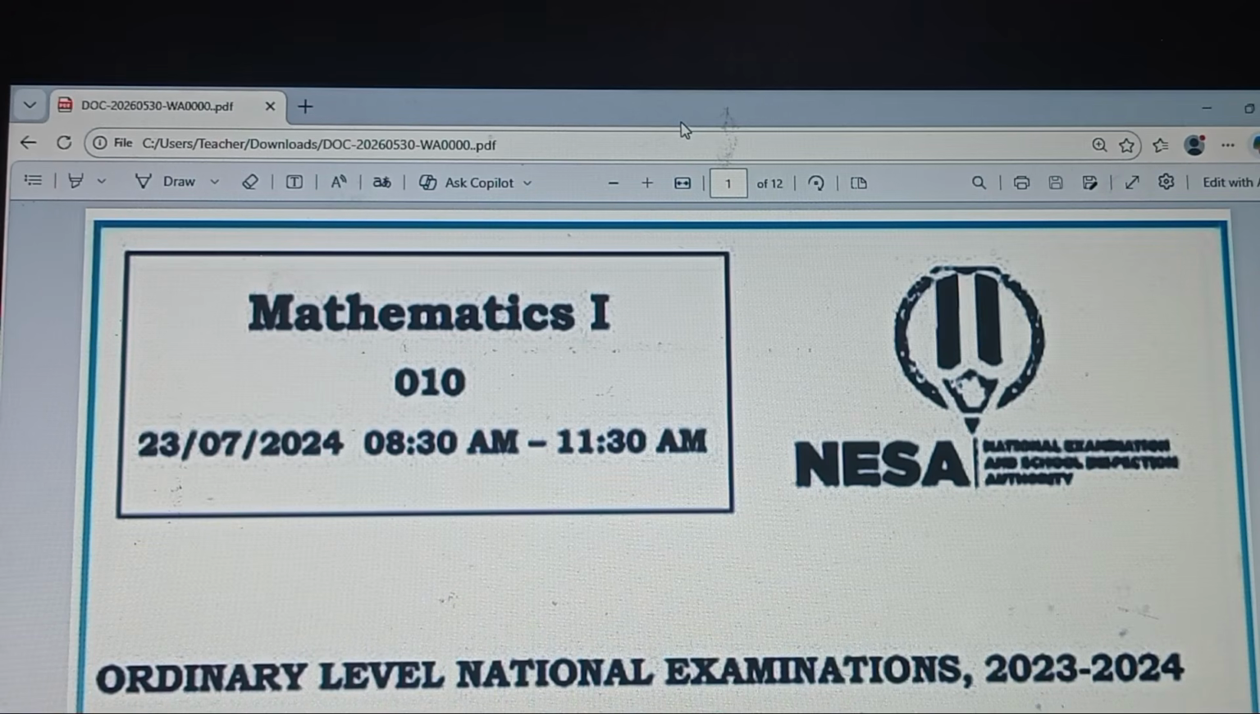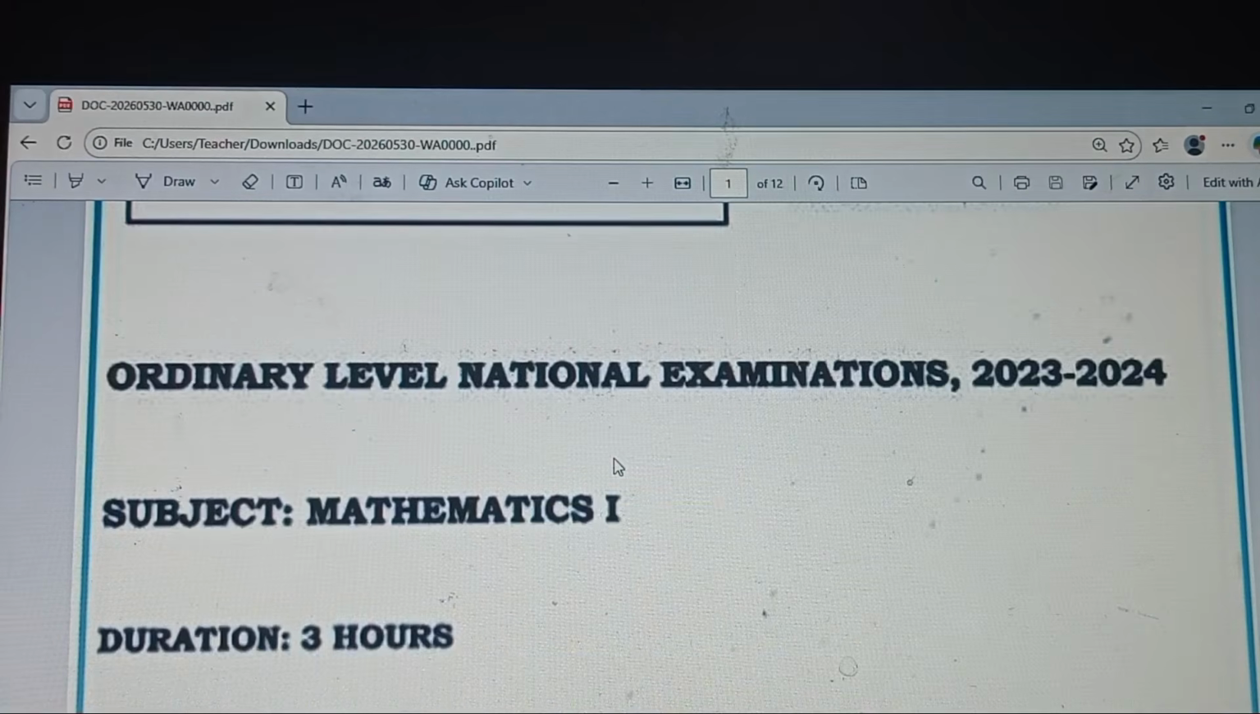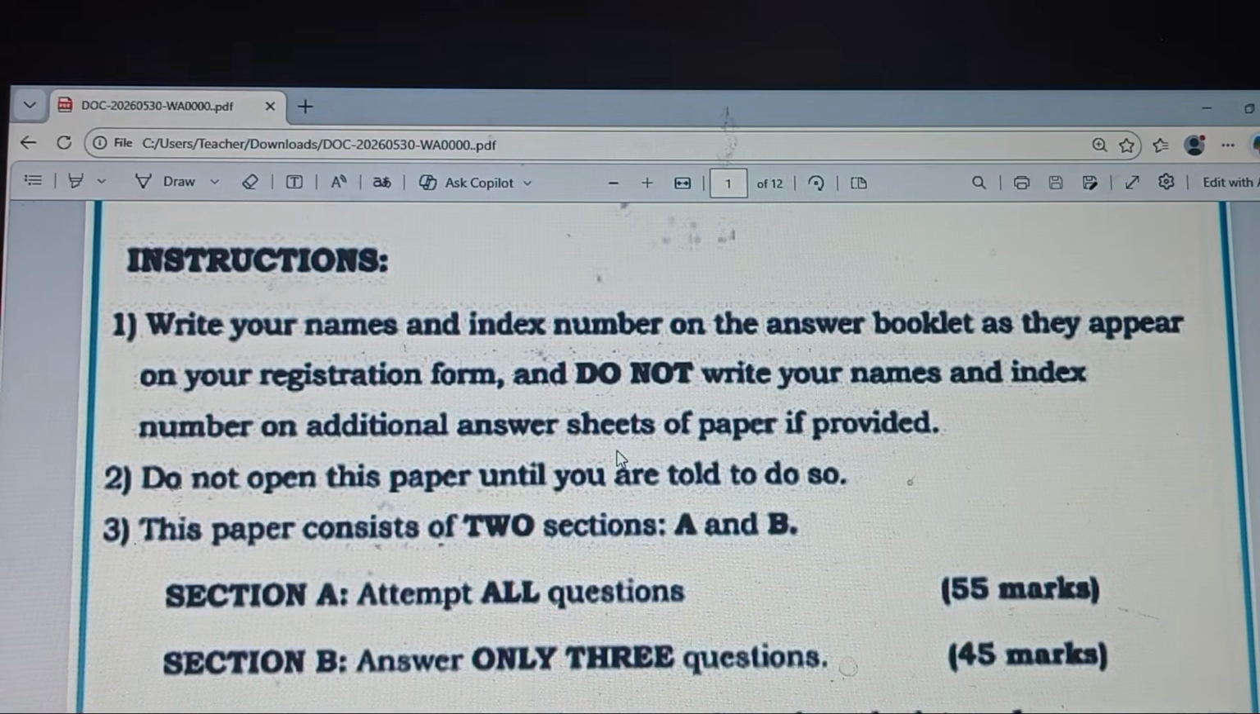So let us start with the instructions. The first instruction: write your name and index number on the answer booklet as they appear on your registration form, and do not write your name and index number on additional answer sheets of paper if provided. Do not open this paper until you are told to do so.